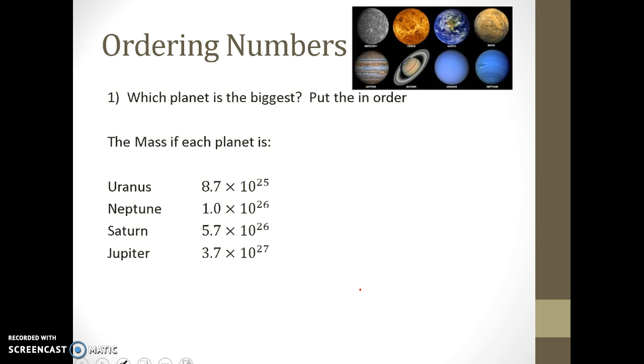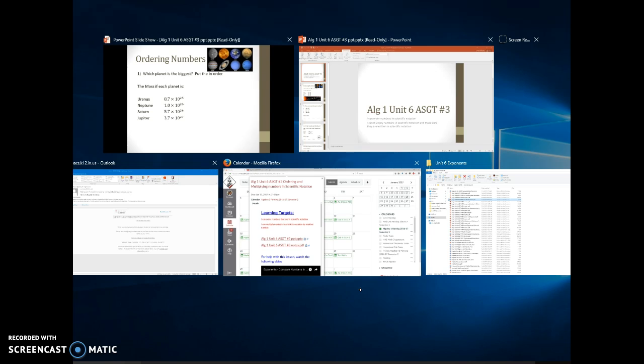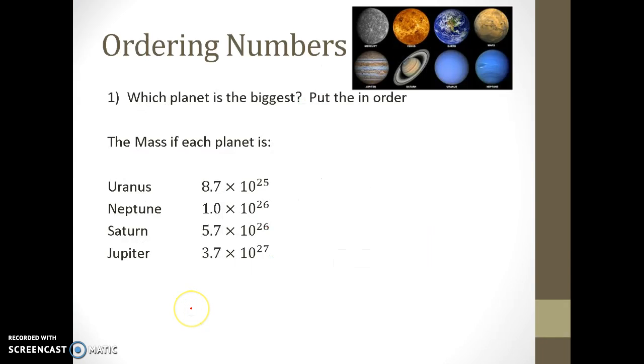So let's first take a look at the mass of each of these different planets. So we have the first planet, Uranus, 8.7 times 10 to the 25th. Again, all of these numbers here are in scientific notation because their mass is just too big to write in a regular way. But we want to put them in order from the smallest to the biggest planet.